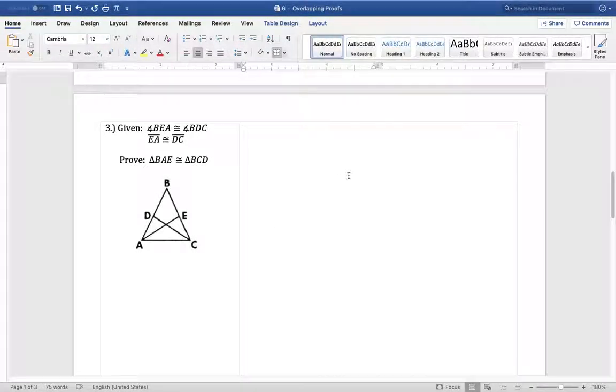Number 3, well, first let me just split this, and this would be our statements and reasons. Okay, so on this one, you can start drawing this one separately and kind of seeing what that gives you here as I'm formatting this.